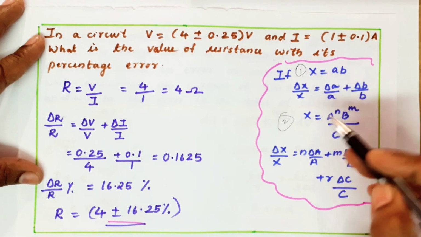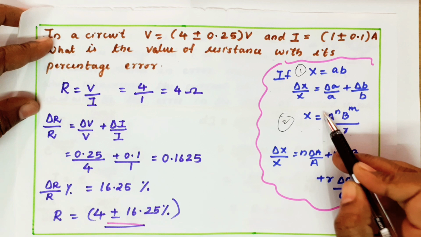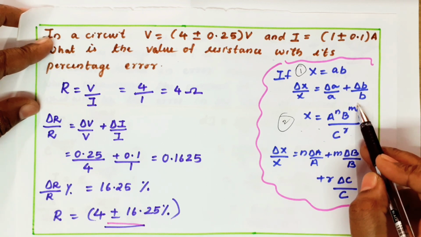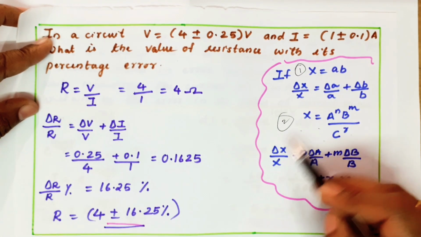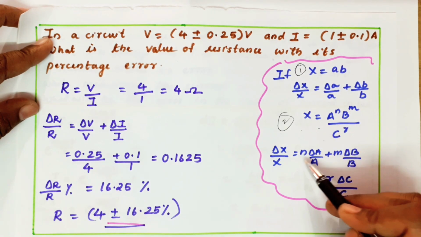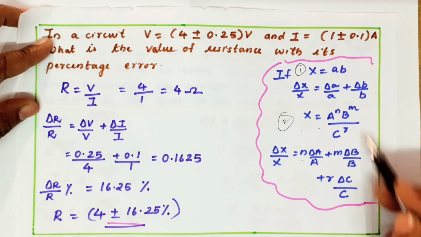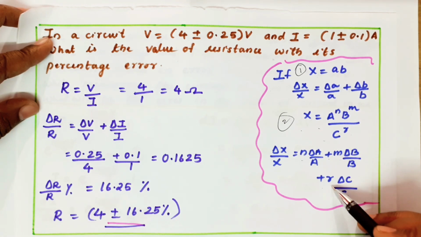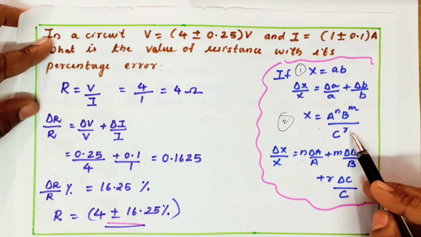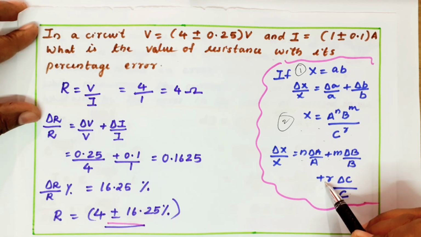Second equation, if x equals A^n B^m C^r, an equation in this form, then how will the error change? How is the error equation? Δx/x, you should write, n ΔA/A plus m ΔB/B plus r ΔC/C. See, the term is in the denominator, but I put plus because errors are additive in nature.